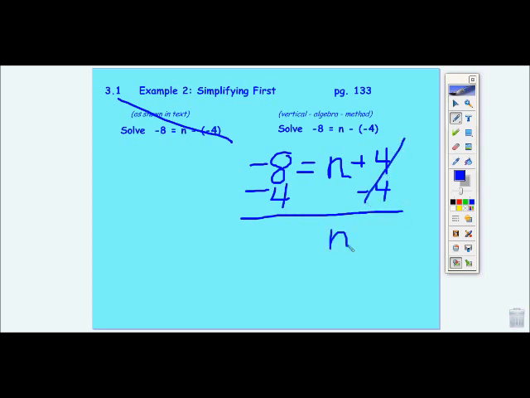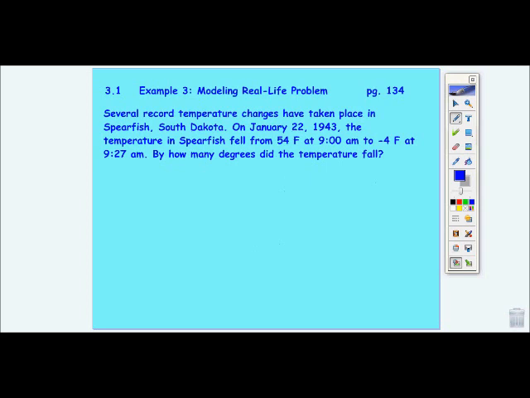And that leaves me with just my variable on this side. And negative 8 minus negative 4. The negative 8 combined with the negative 4 gives me my negative 12. Moving ahead here, we'll go ahead and try this with a real life problem.